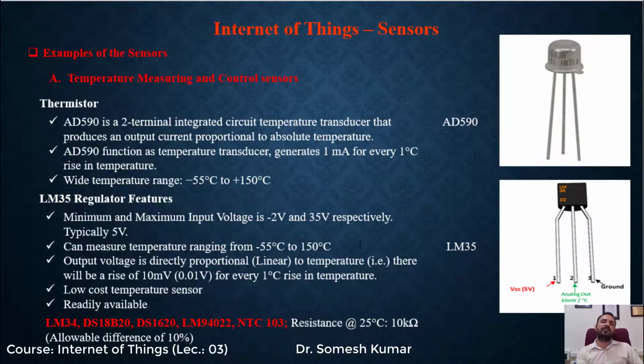Basically AD590 is a two terminal device. Here there are three pins but two terminals. AD590 functions as a temperature transducer that generates 1 microampere, meaning 1 microampere of current is generated for every 1 degree Celsius rise in temperature. It works on the NTC, negative temperature coefficient, and its temperature range is minus 55 degrees Celsius to 150 degrees Celsius, the minimum and maximum temperatures which this AD590 can measure.